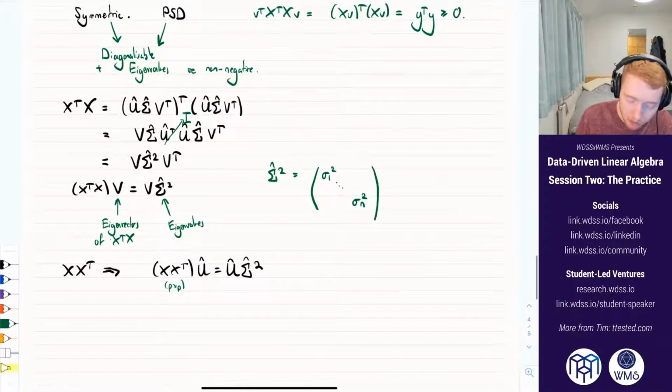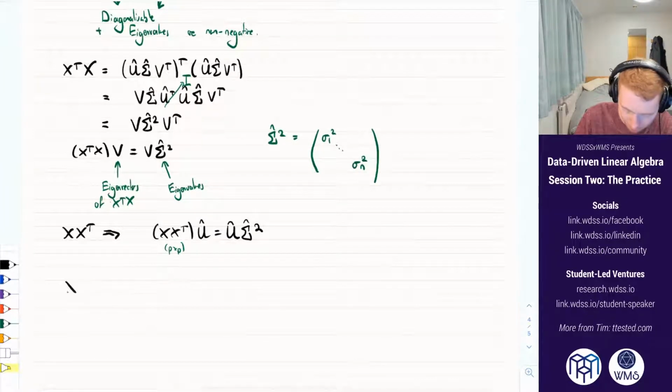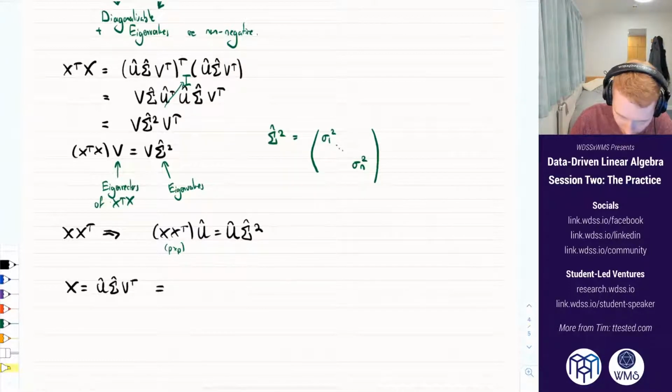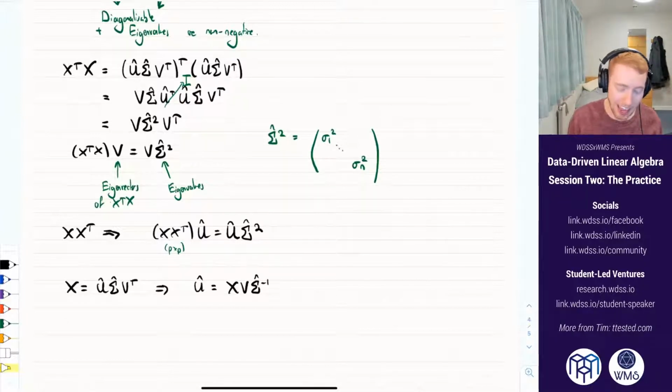Instead, we can use the fact that x is u hat sigma hat v transpose, and that implies that u hat is x v sigma hat inverse. So once we have v and sigma, which we can get from this n by n matrix x transpose x, then from that we can get our u.